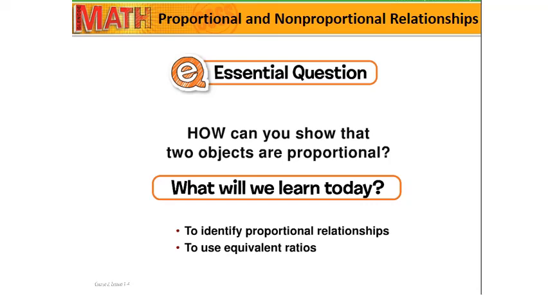Today's lesson is on proportional and non-proportional relationships. Your essential question is, how can you show that two objects are proportional? And your objectives for today are to identify proportional relationships and to use equivalent ratios.